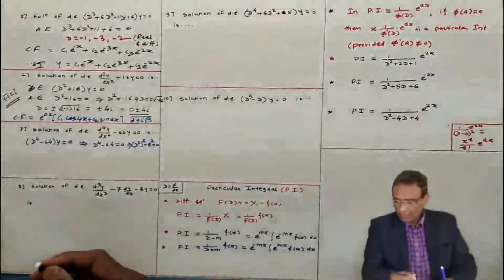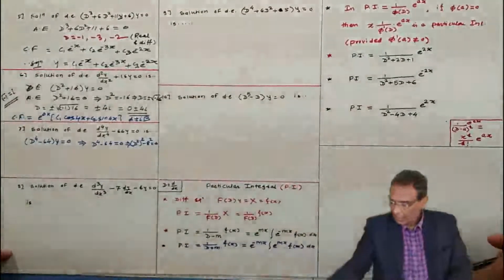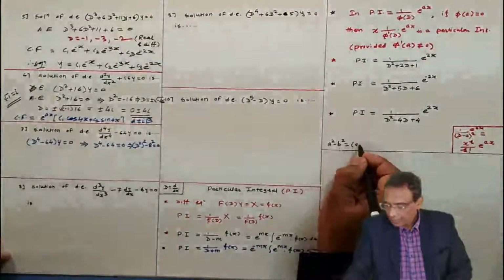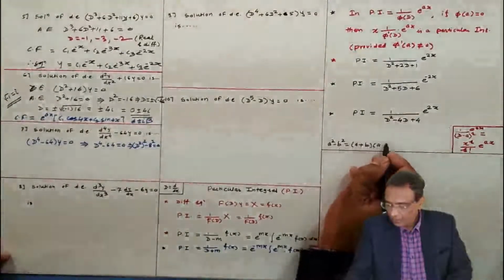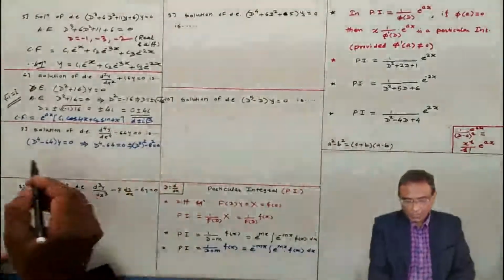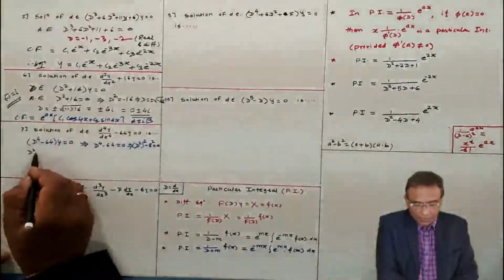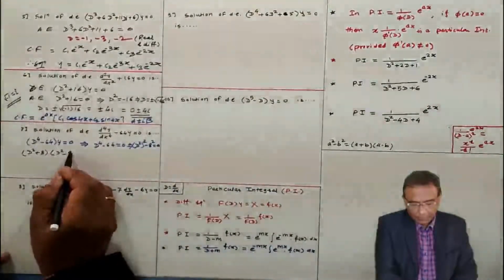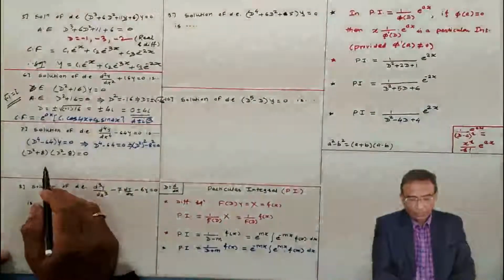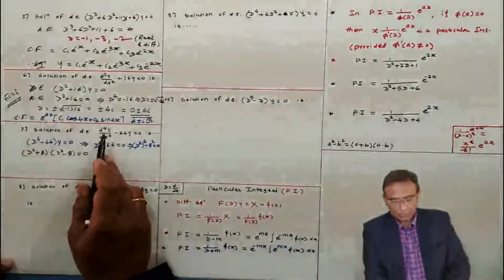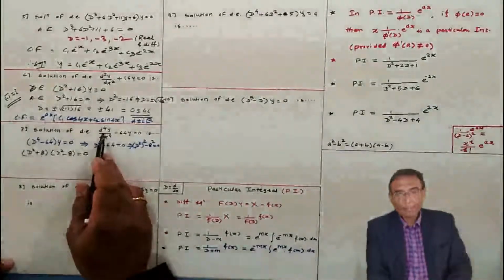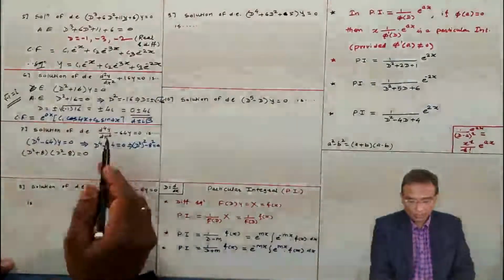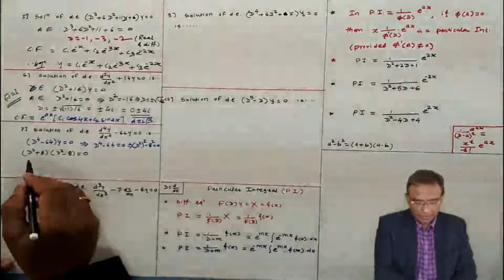Now a square minus b square can be factorized as a plus b into a minus b. Means D square whole square minus 8 square can be written as D square plus 8 into D square minus 8. Now the order of the differential equation is 4. Therefore, in the solution there will be 4 general constants. In the complementary factor there will be 4 general constants. Remember, right hand side is 0, so particular integral is 0.